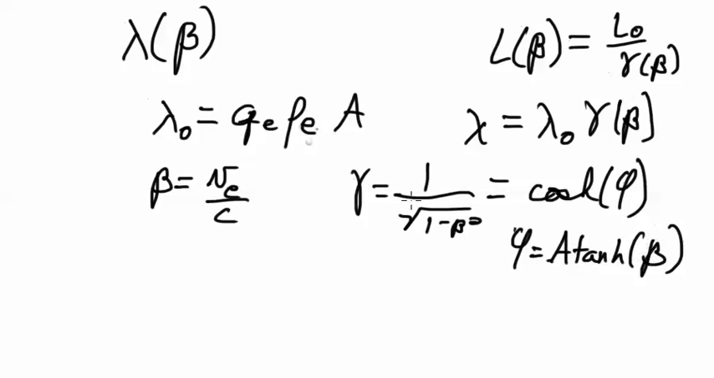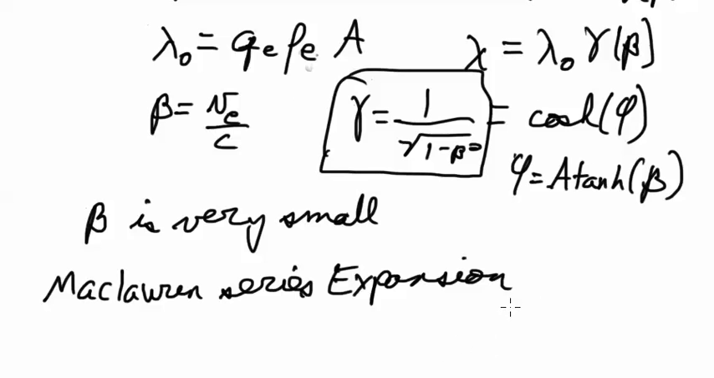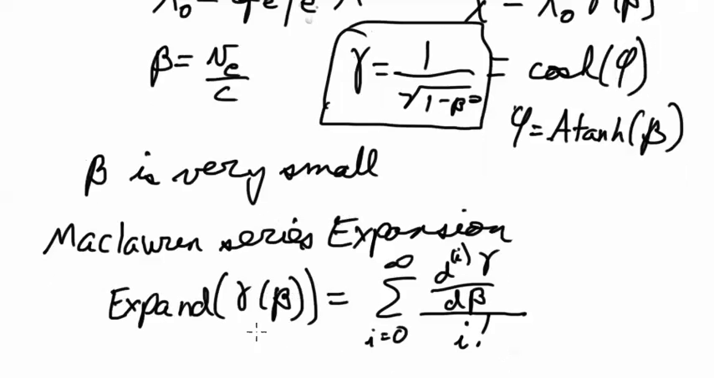The simplification that we're going to use is this, that beta is very small. So we're going to use something called a Maclaurin series expansion. And the Maclaurin series expansion is a sum, I believe, if I've got this right, of the derivatives of gamma, I should say, times beta to the i, the derivative of this function at beta equals 0.